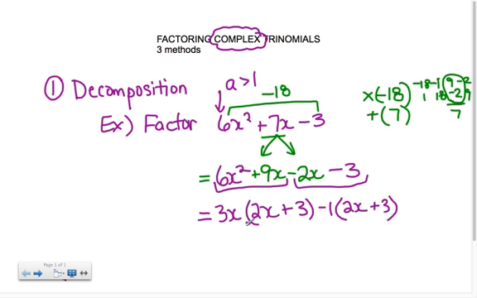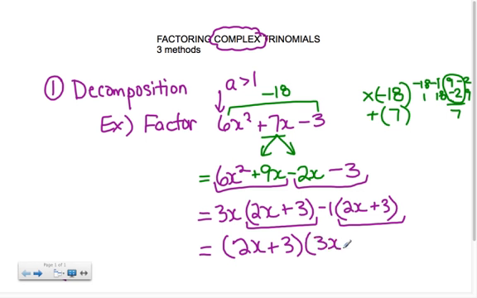Now, if you've done decomposition correctly, you're going to get two brackets that are the same, and that becomes your new common factor. So we're going to write our new common factor in front, 2x plus 3, and we're going to write the leftovers in another bracket, 3x minus 1. And that is a completely factored version of 6x squared plus 7x minus 3.